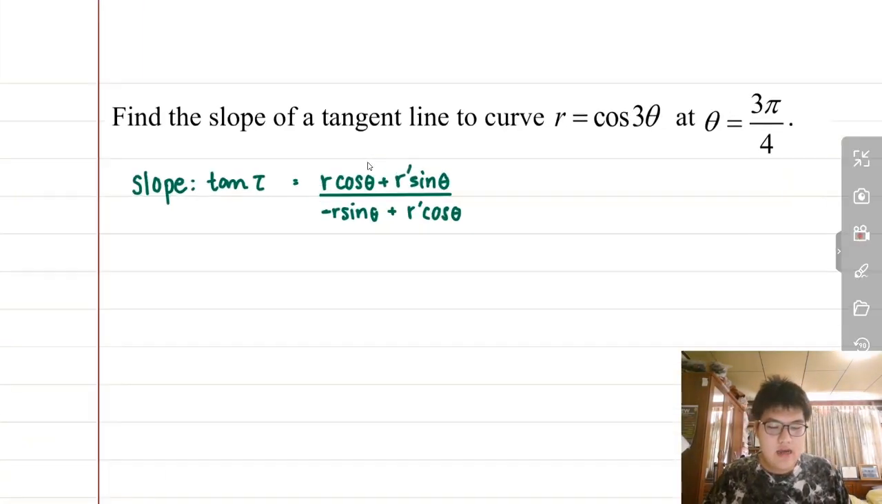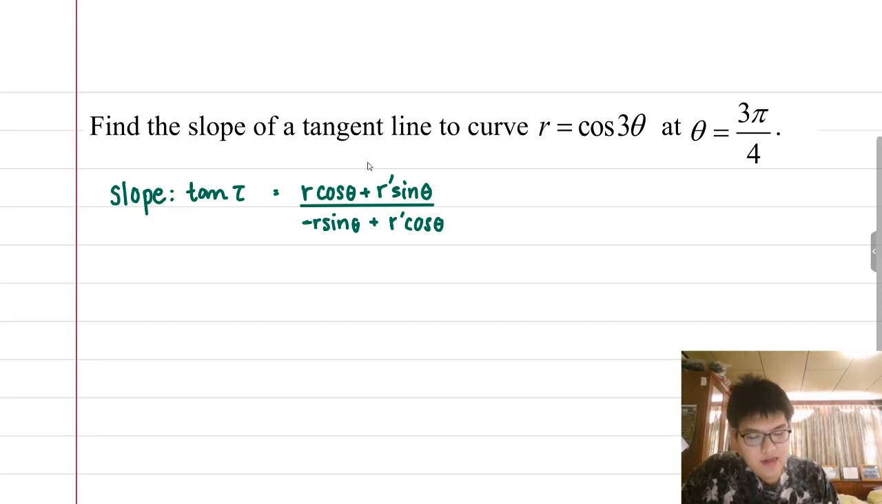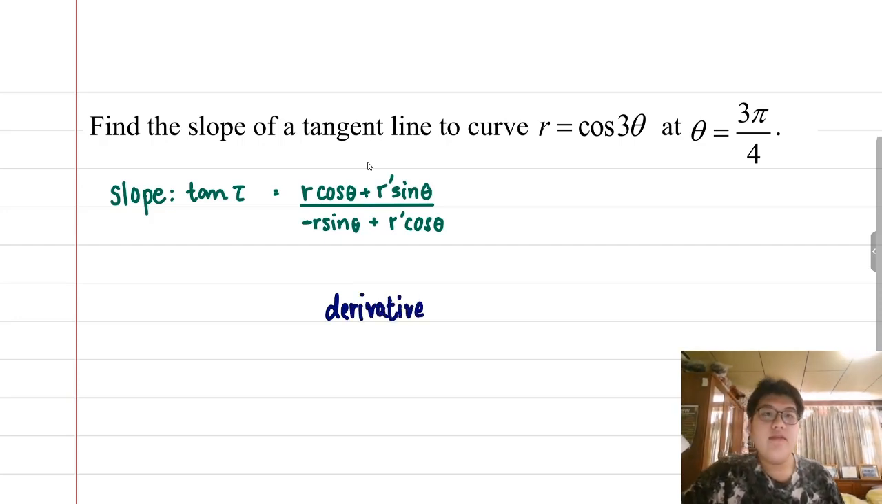When we talk about the slope of the tangent line, we need some background knowledge that we have to learn, and the first topic is about rectangular coordinates. This means x and y, and how to find the slope of the tangent. We will rewrite it as a derivative, dy by dx.